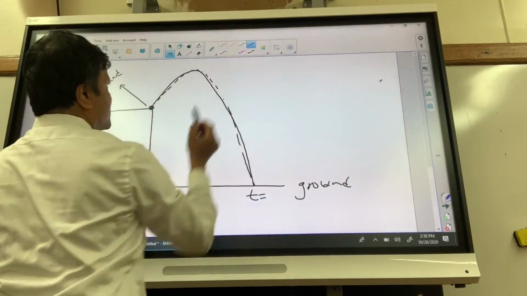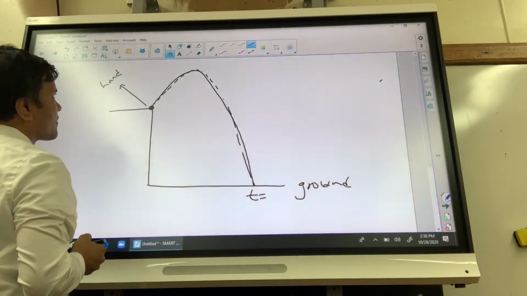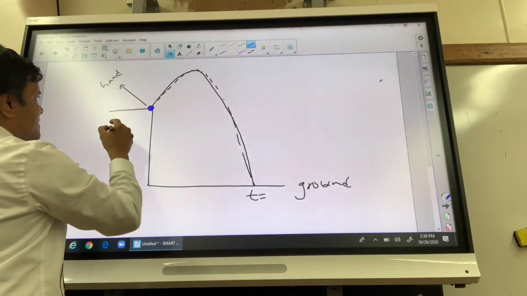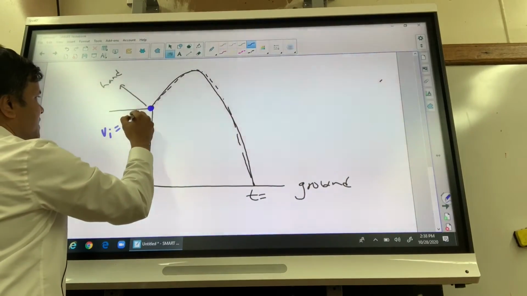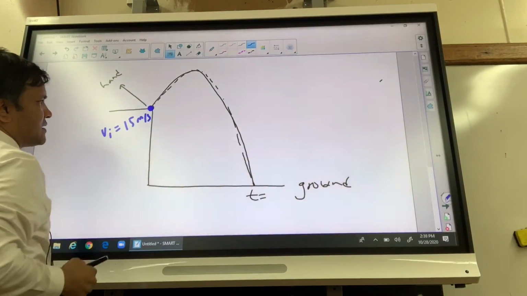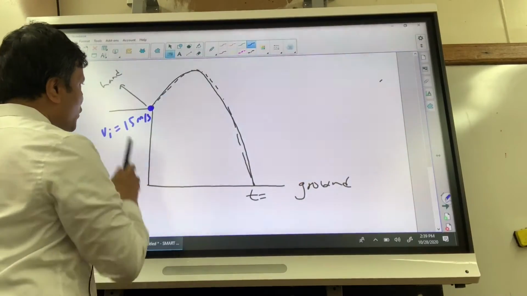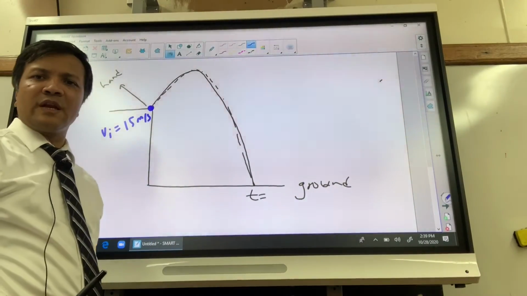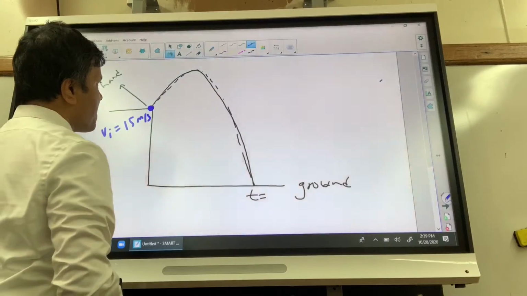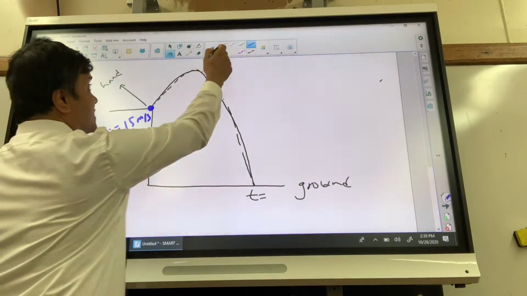We know a few other things. We know the initial velocity is 15 meters per second. This is important information. With this information, we'll be able to quickly find the time. All right, so let's find the time.